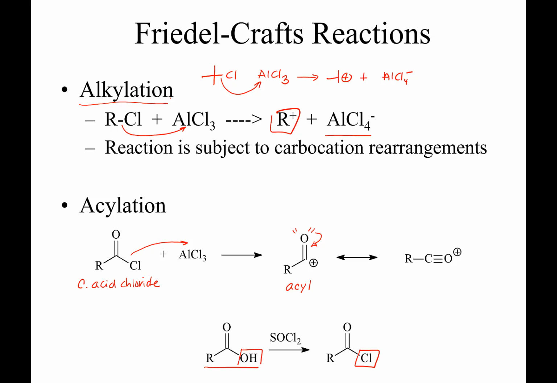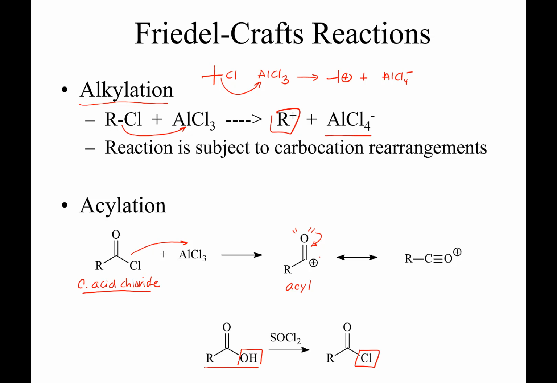It has one small problem, and that is that the reaction is subject to carbocation rearrangements. I'll give some examples of that. But that's how we can do alkylation. They also then applied that same method to a carboxylic acid chloride. And the carboxylic acid chloride, then that chloride is removed and Cl minus goes to the aluminum, and you end up forming what's called an acyl carbocation.